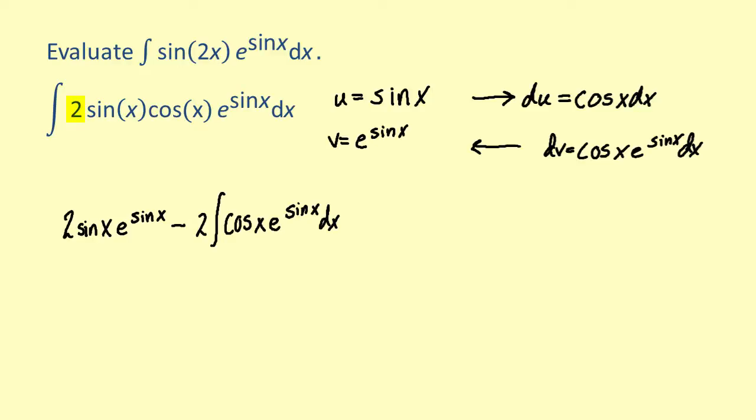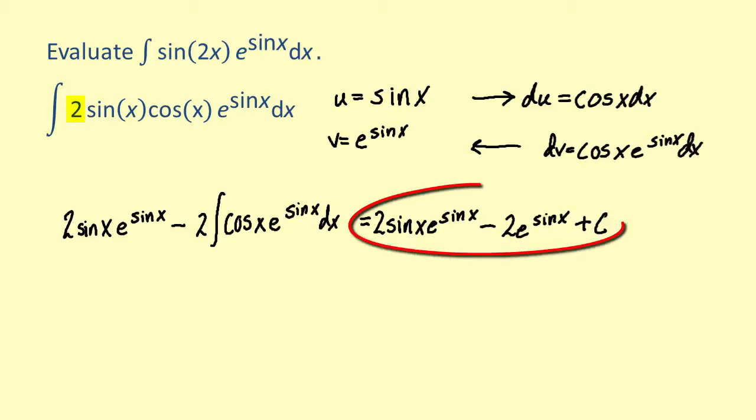Notice that we can integrate this integral with a simple u substitution. So we get 2 sine of x times e to the sine of x minus 2e to the sine of x plus c. Therefore, our original integral is equal to 2 sine of x times e to the sine of x minus 2e to the sine of x plus c.